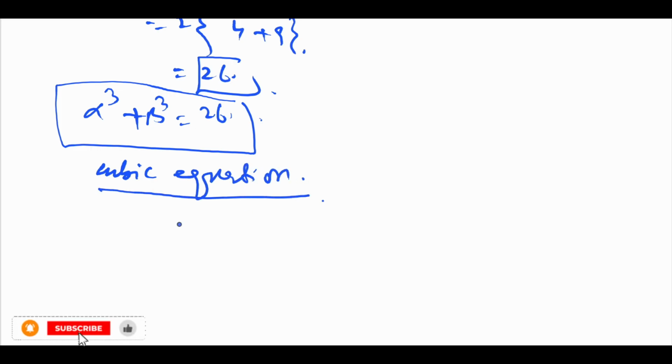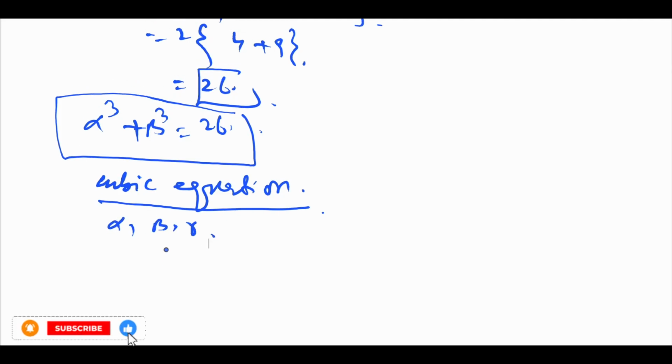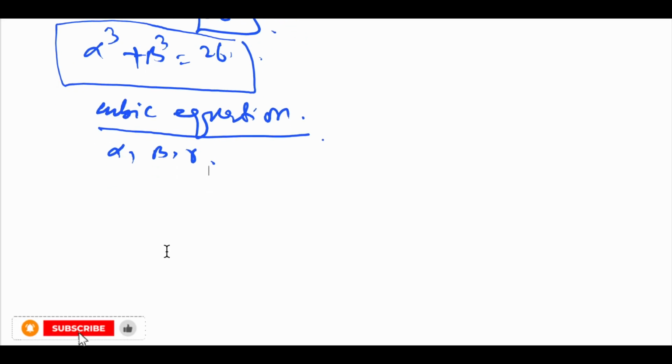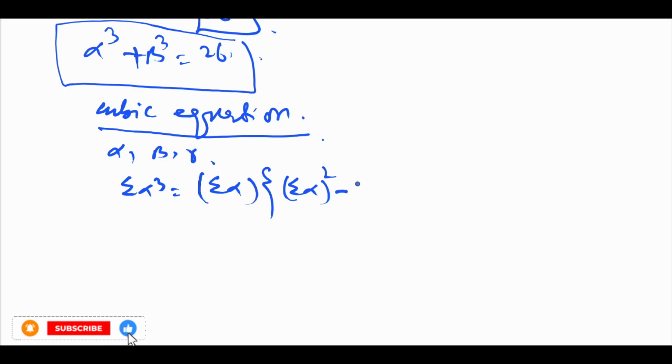For a cubic equation, it must have roots alpha, beta and gamma. From the general formula, I can write: sigma alpha cubed is equal to sigma alpha whole squared minus 3 sigma alpha beta plus 3 sigma alpha beta gamma.